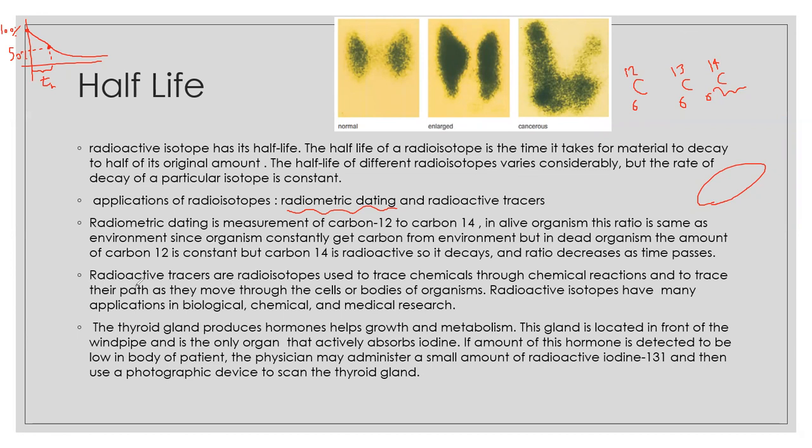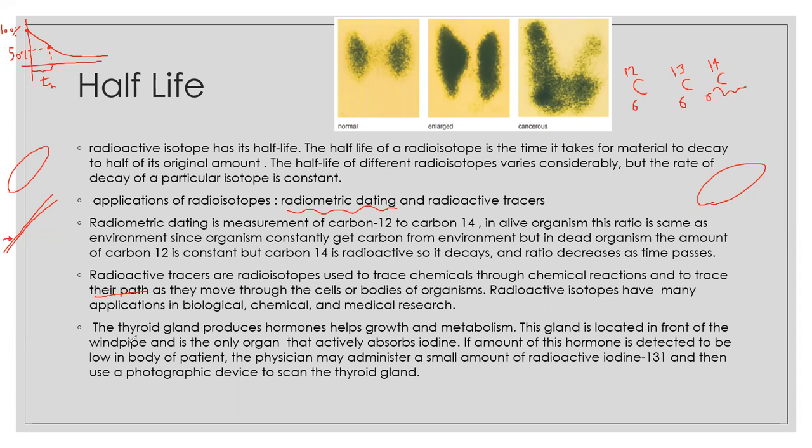Another application is radioactive tracers. What is that? We use this radioactive material to trace chemical reactions and trace their path as they move through the cells. Let's say this is a vein. You introduce these radioactive tracers, and then you have a device that detects the path it's taking, to trace their path as they move through the cell body.